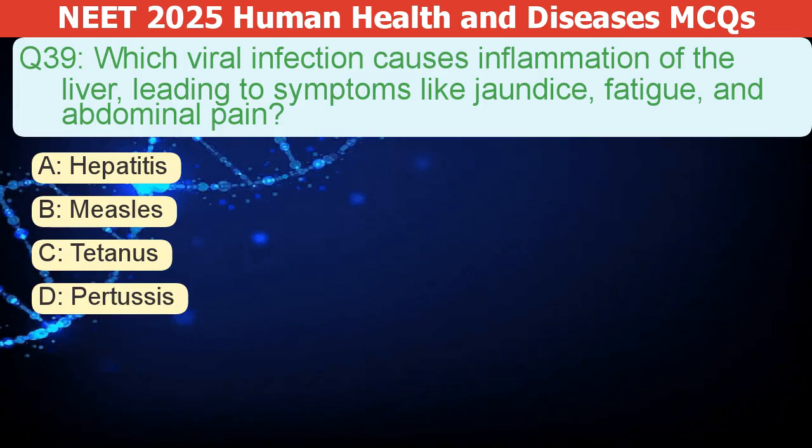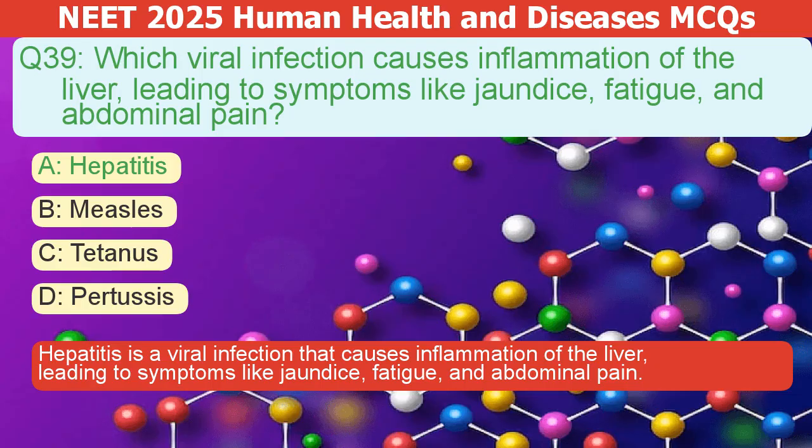A. Hepatitis. B. Measles. C. Tetanus. D. Pertussis. The correct answer is A. Hepatitis is a viral infection that causes inflammation of the liver, leading to symptoms like jaundice, fatigue, and abdominal pain.